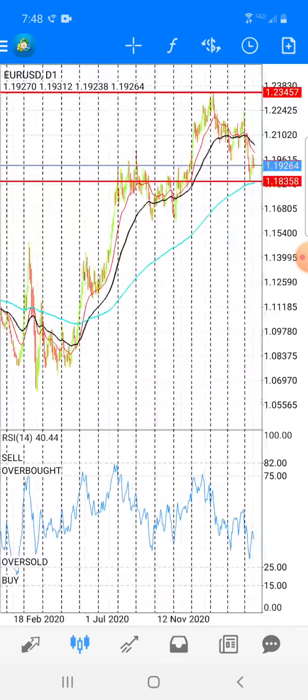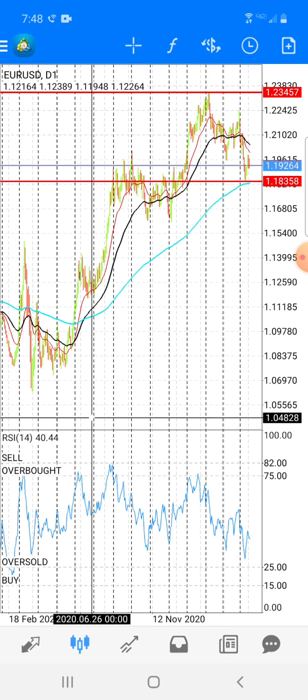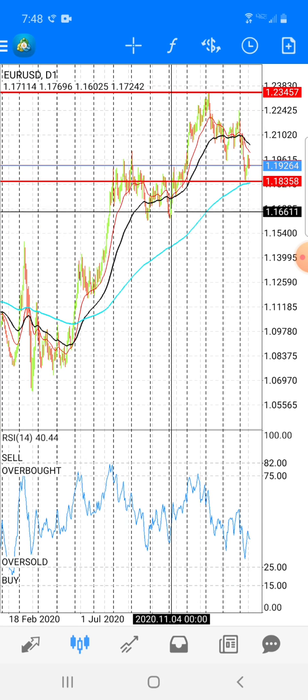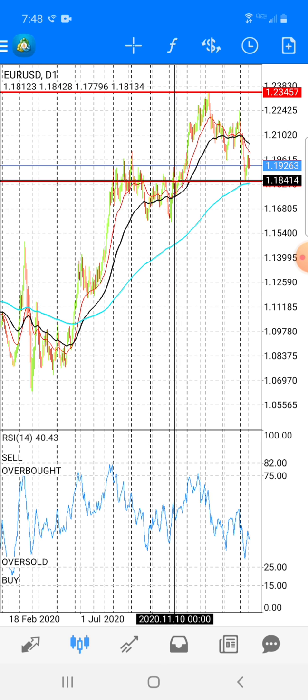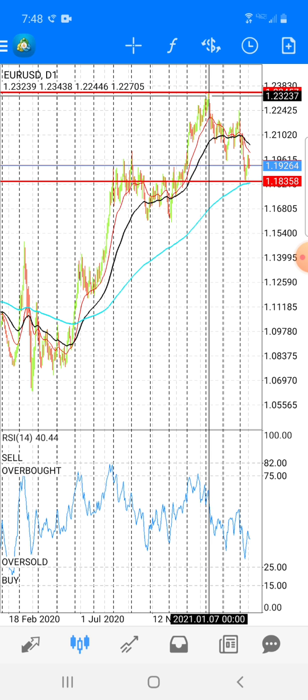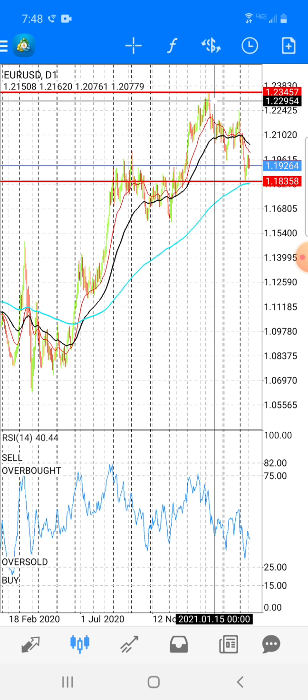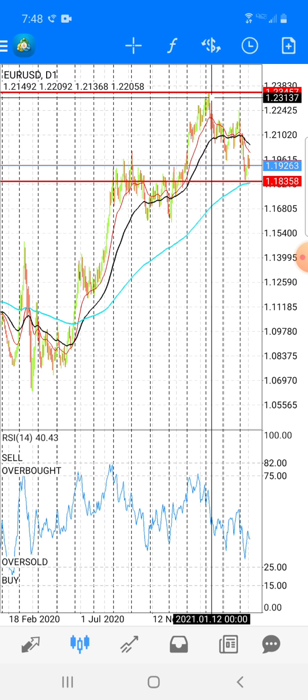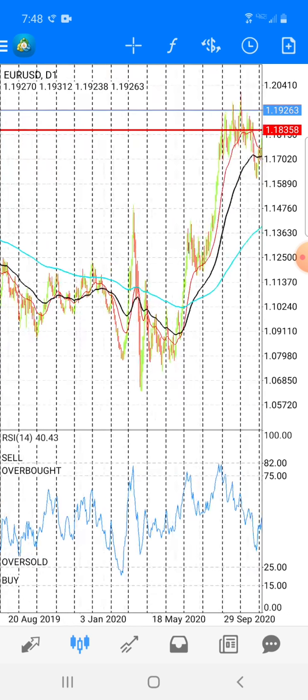Let's see. Actually, it looks like it's been going in an upward trend. This is November of 2020. So it looks like it's been going up in an upward trend for quite some time. But it hit this high here at 1.23. And this is a high of high, okay? Let's see if I can backtrack and see when it's happened again.